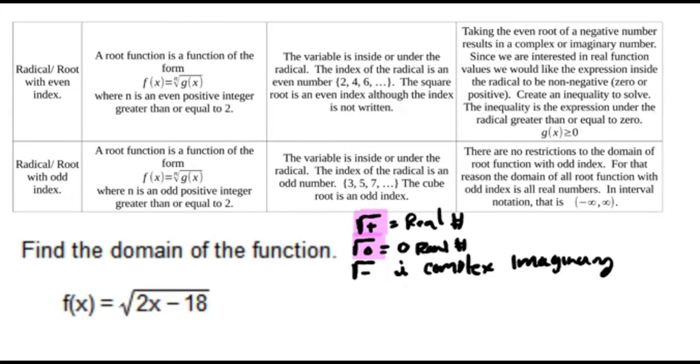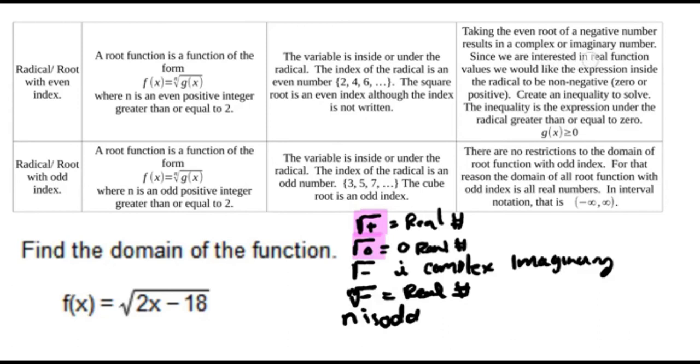What's interesting about the difference between even index and odd index is that it doesn't have the same restrictions. If we have the nth root of a negative and n is odd, that is a real number. So it's only when you have the even index of a negative that produces a complex or imaginary number. So in this example, this is what we're going to follow to find the domain. Taking the even root of a negative number results in a complex or imaginary number.